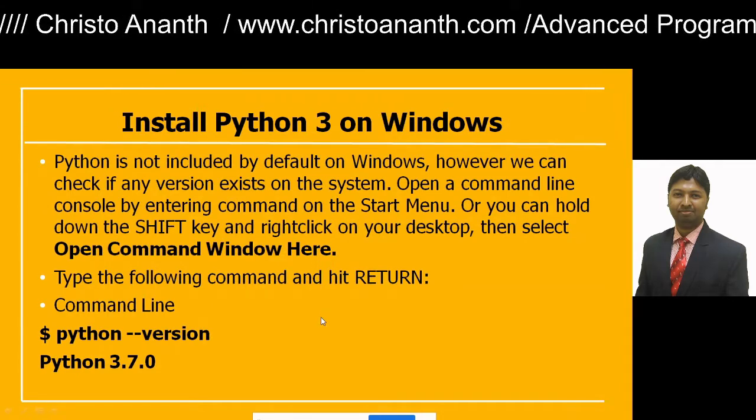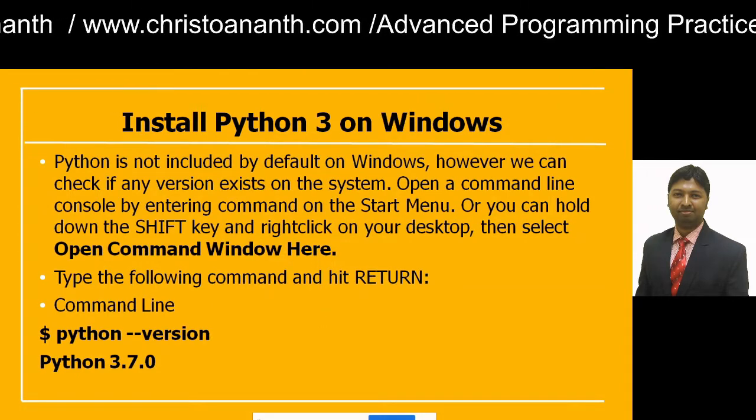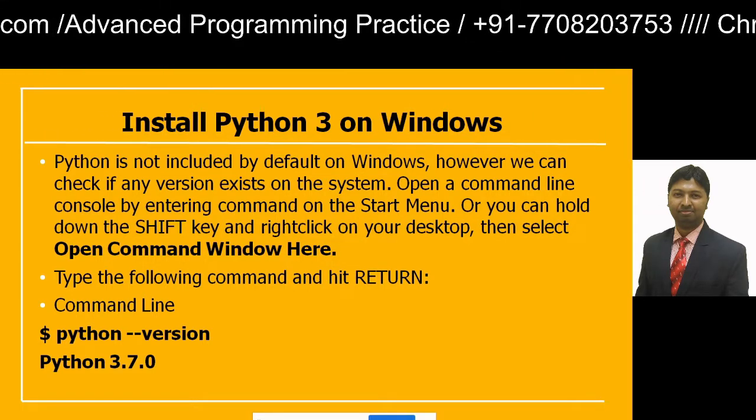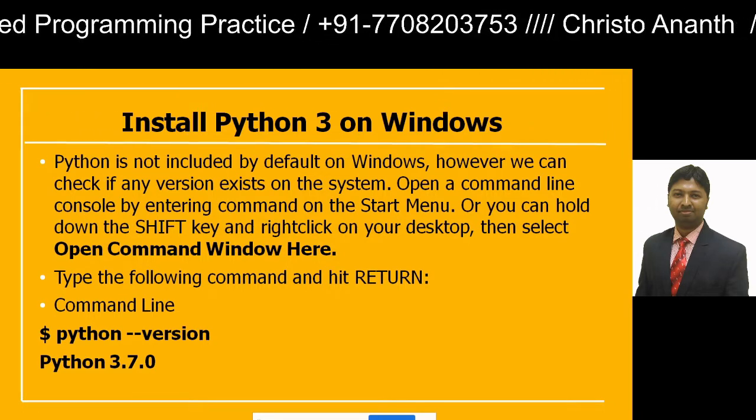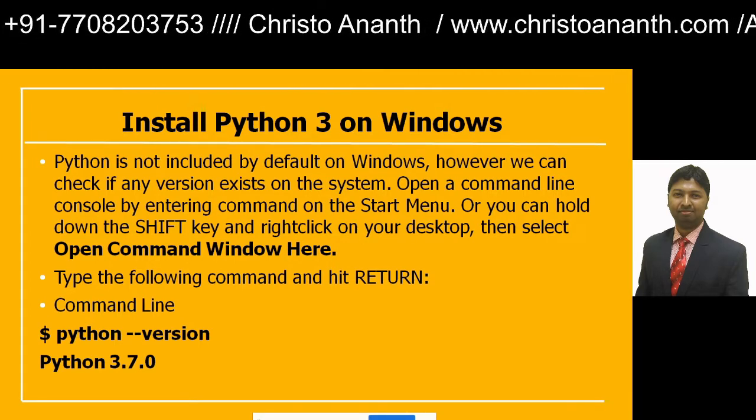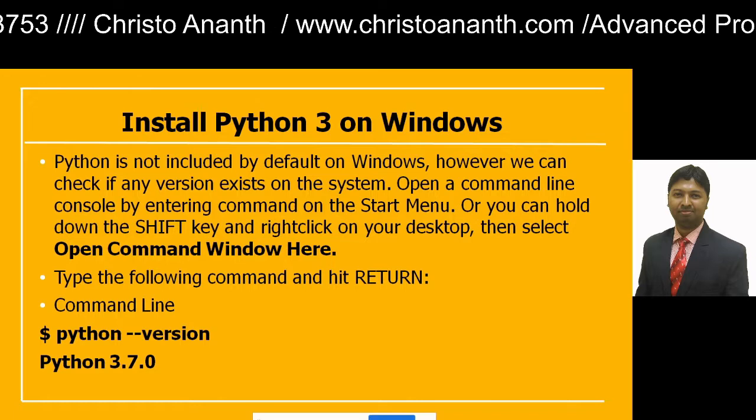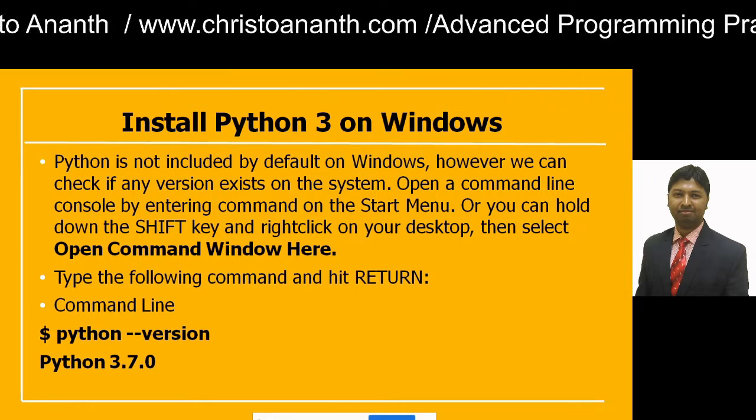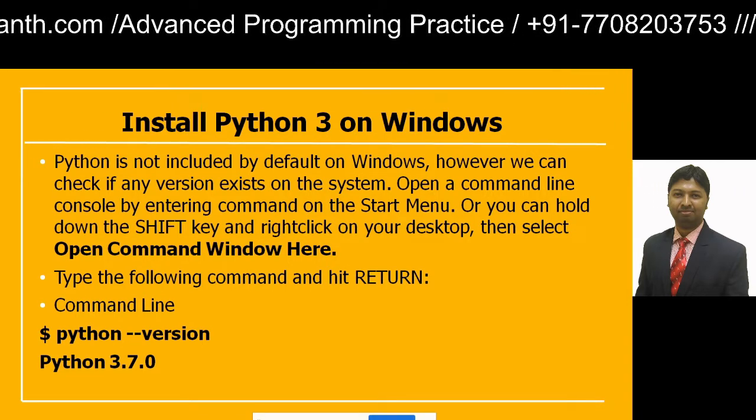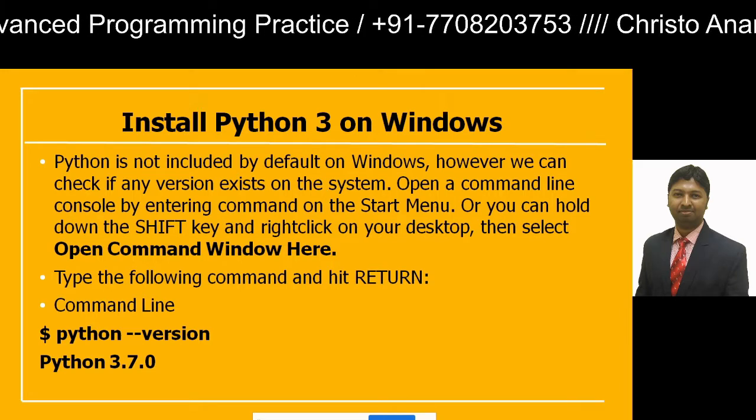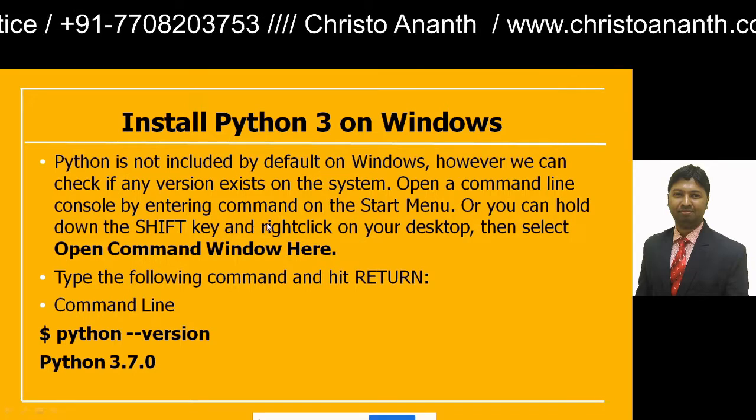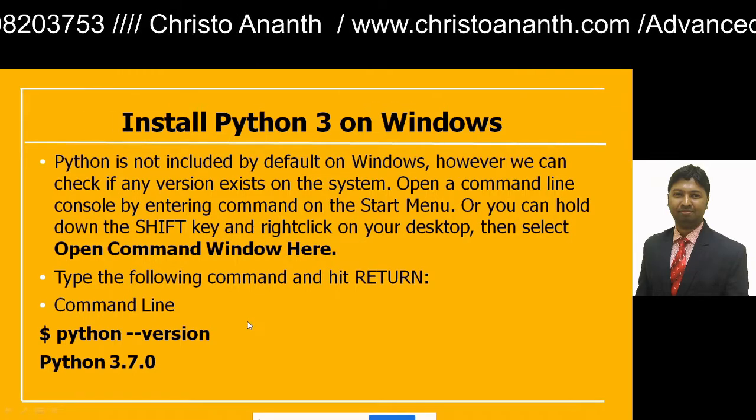With the installation of Python 3 on the Windows platform, it is not included by default in Windows, but you can still check whether the version exists on the system. You press the Shift key and then right click on the desktop and you will have the open command window option. In the command window, you type the following command: python --version. So you'll have Python 3.7.0 being displayed, which means that particular version is installed correctly.